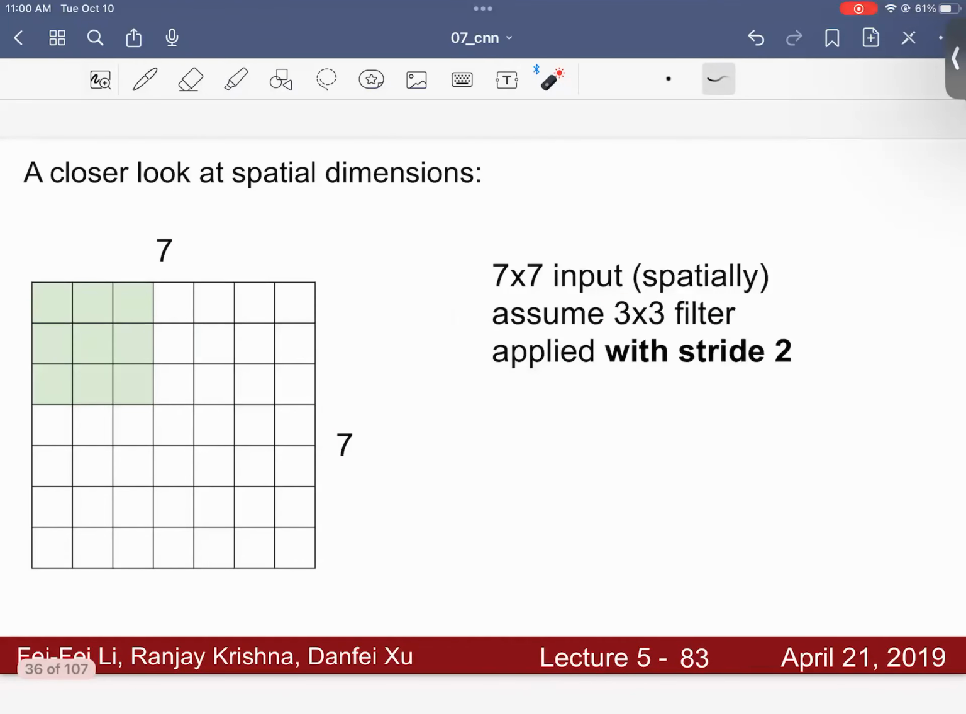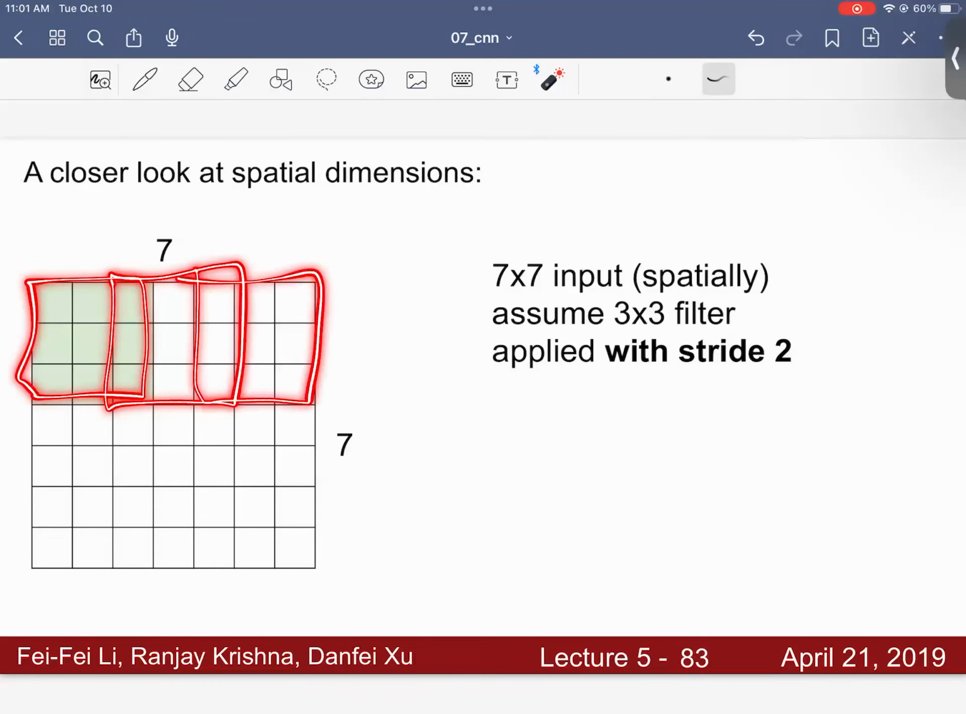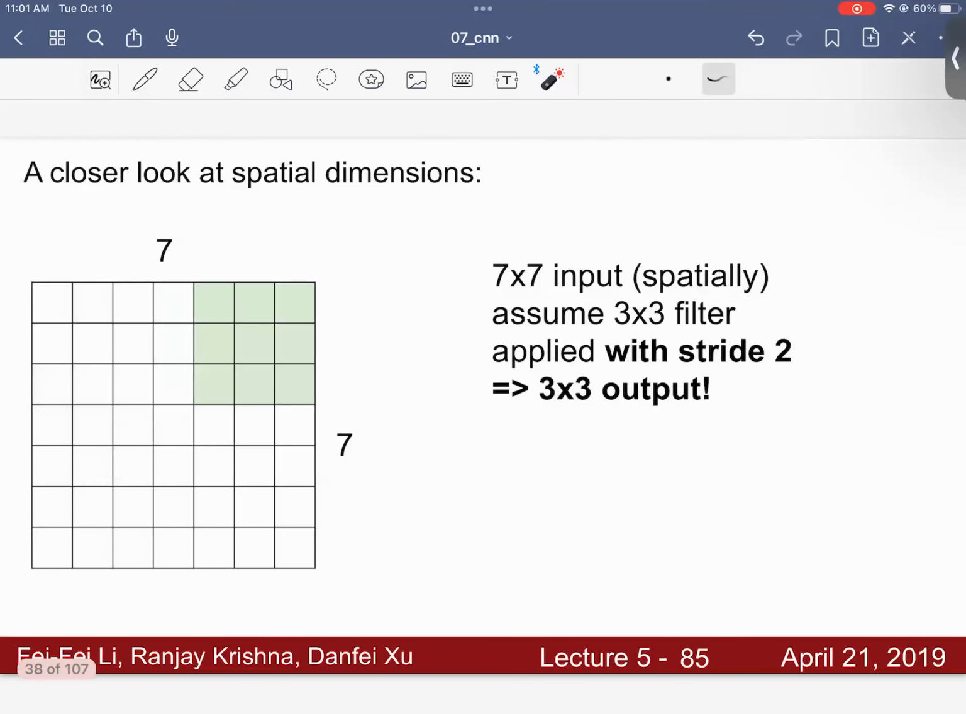So what happens if you use stride 2? Stride is how many pixels you skip to get to the next place. So stride 2 means you skip 2 places. Previously you were here and then you moved here. With stride 2, you are here, and the next time you are here, and the next time you will be here. So that means your output will be 3 by 3. So your filter size and your stride size determine the output size.